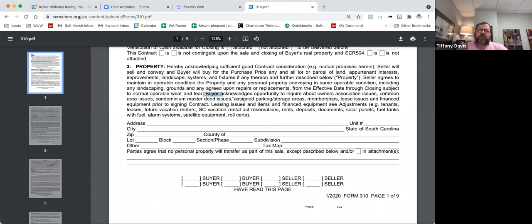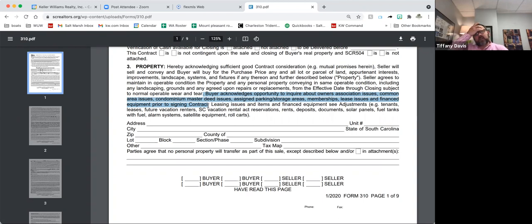Another important part of this first paragraph for section 3: buyer acknowledges the opportunity to inquire about owners association issues, common equipment, common area issues, condominium master deed issues, assigned parking, storage areas, memberships, lease issues, and finance equipment prior to signing the contract. Prior to signing the contract.